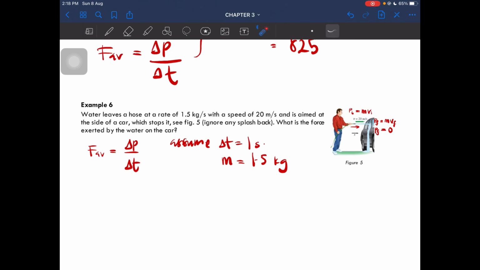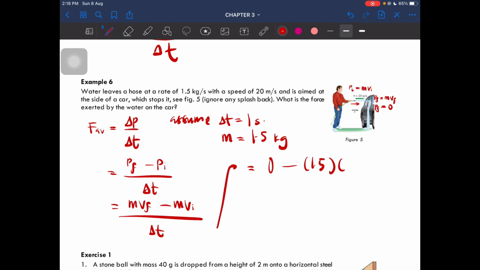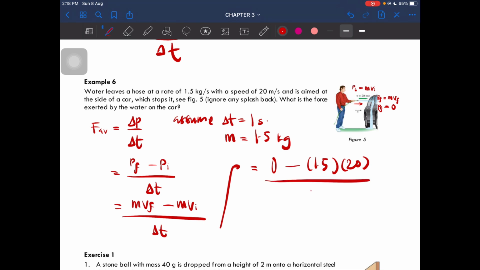Okay, so now we can write delta p, which is momentum final minus momentum initial, over delta t. So F is equal to mvf minus mv initial over delta t. Then substitute m as 1.5, the final velocity we know is equal to 0. Let's just put 0 and then 1.5, the initial velocity is 20, divided by 1 second. Okay, can you understand this?